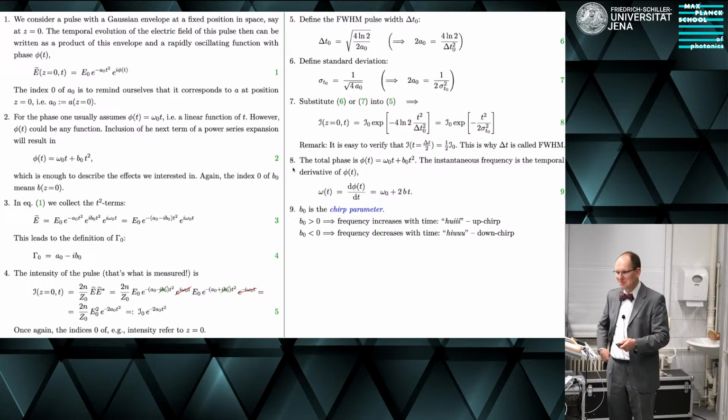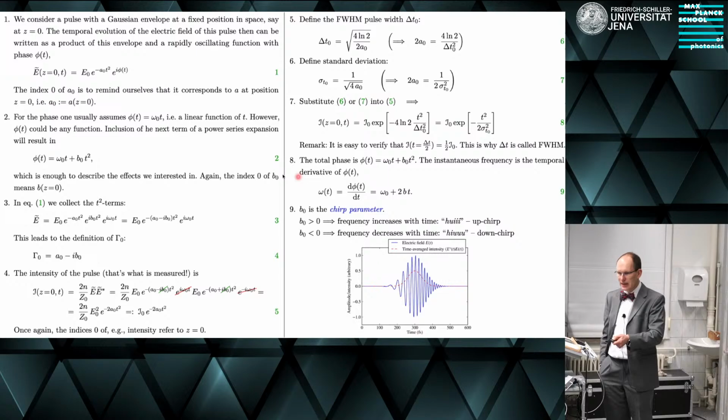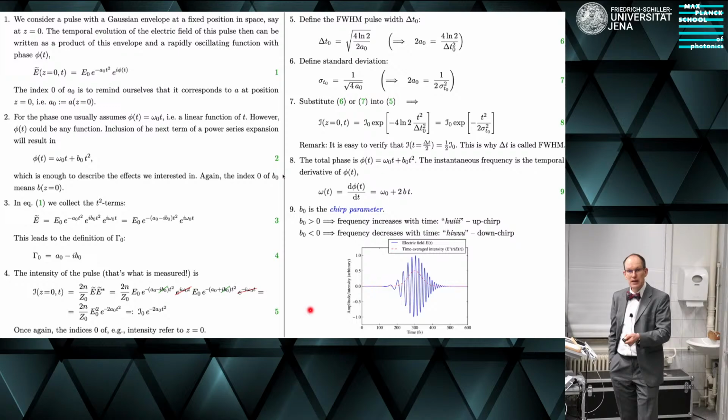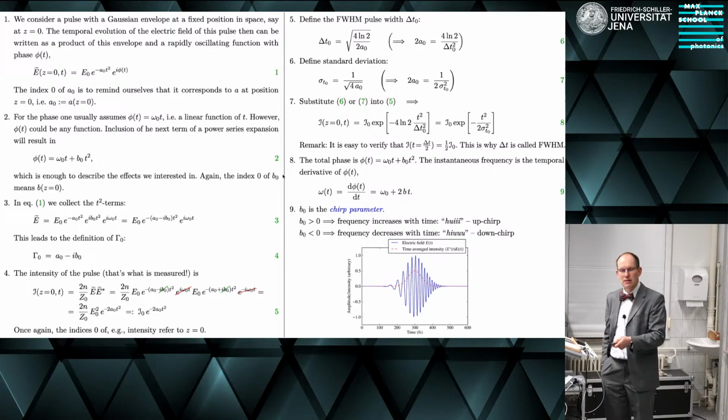Okay, well, if we would plot it, then things would look like this. Here we have the time axis, and you see that it oscillates faster and faster as time goes on. This would be exactly such a hui tone, and it's positively chirped because this B naught is larger than zero.